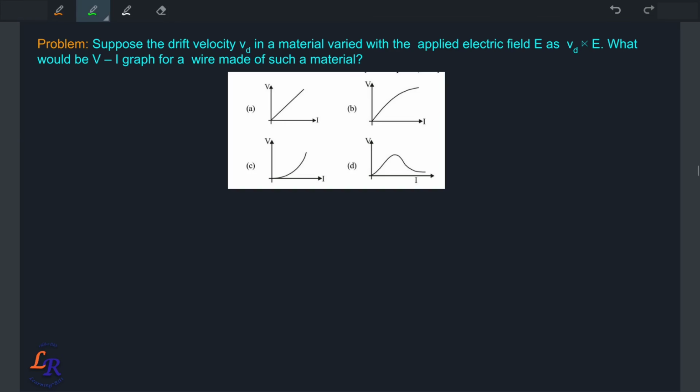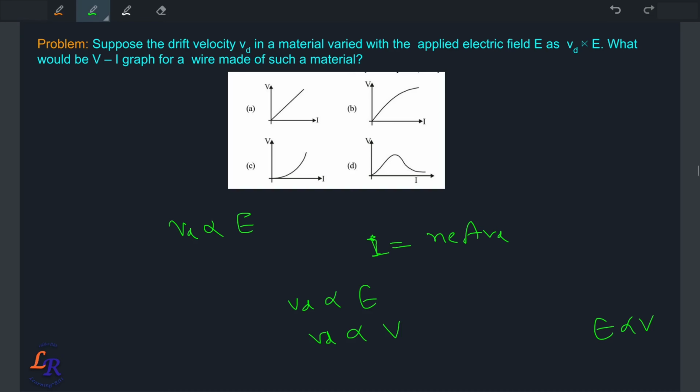So this says that suppose the drift velocity varies with the applied electric field like Vd is proportional to E, then what would the IV graph look like out of these options? As we have seen, we are talking about the VI curve, so we need to know the current dependence on Vd. As we have seen, it is neAVd. Now it says that Vd is proportional to E. It would mean that Vd is proportional to V because E is proportional to V, right?